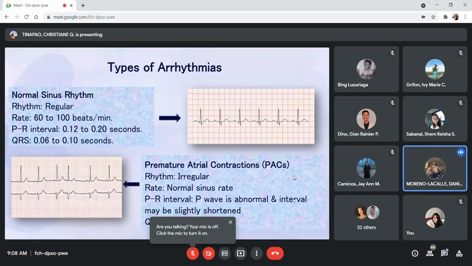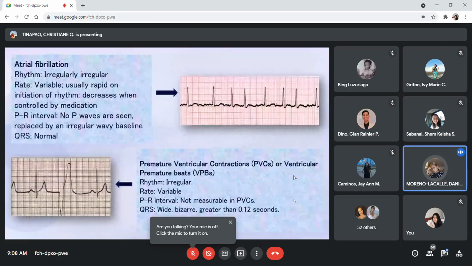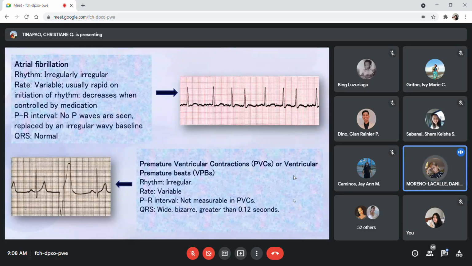Then next slide, please. So we have atrial fibrillation. So this is when the heart beats too slowly, too fast, and in an irregular way. So that's why the rhythm is irregular. So this is the most common type of treated arrhythmia. Now let's proceed with the premature ventricular contraction or ventricular premature beats. This is a type of abnormal heartbeat. So you can see it on the ECG.